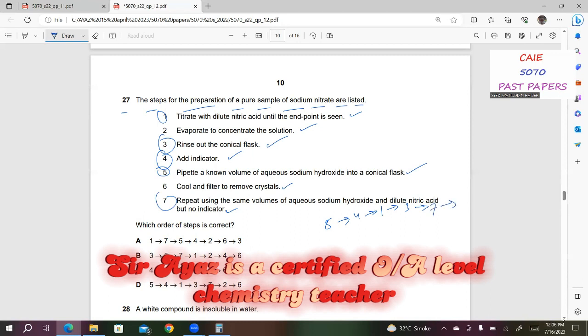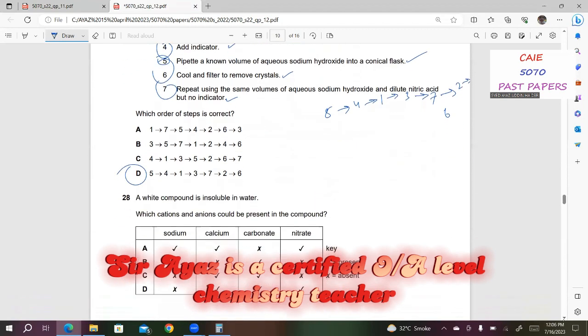And then we evaporate to concentrate the solution, 2. And in the end, we are left with 6. So choice D will be the correct answer in this case.